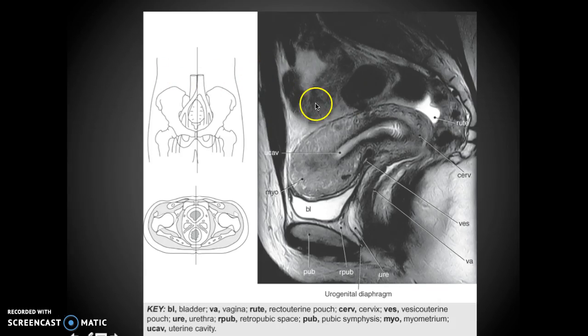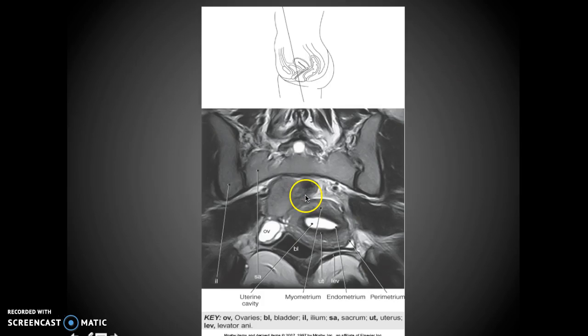So this is that same image. So we have the retrouterine pouch with the cervix is here, and this is your uterine cavity with your myometrium, and we are looking at your vaginal canal here with your urethra, and you have retropubic. So, they call that the retrouterine. No, it's not. The retropubic space. Sorry. So the bladder, pubis symphysis.